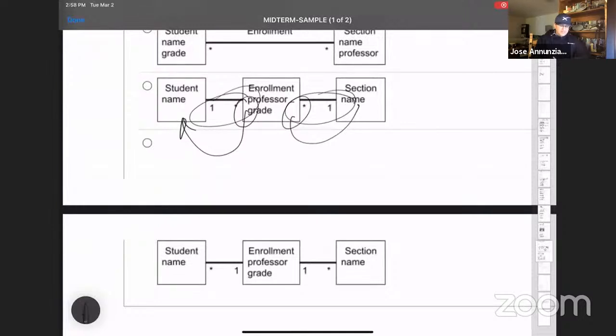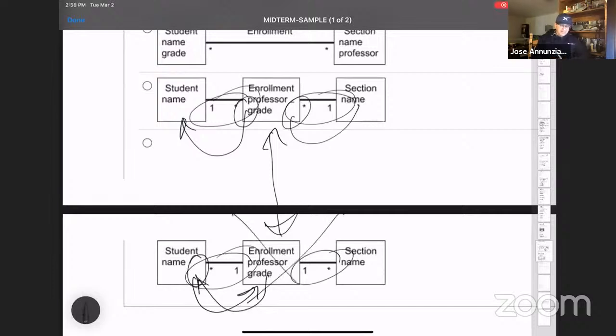This one is almost the same as that one, right? Almost the same between the two. The only difference is that we've flipped the cardinality, and that doesn't look right, right? It doesn't look right that the student has a foreign key pointing to the enrollment. That makes no sense, right? It is the enrollment that should point to the section and to the student. So definitely not this one. Definitely not that one.